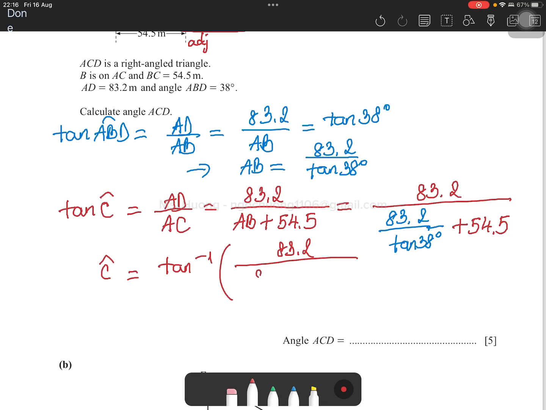83.2 over 83.2 over tan 38 plus 54.5. And the answer is 27.3 degrees.